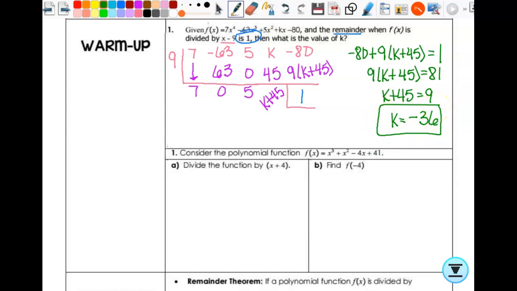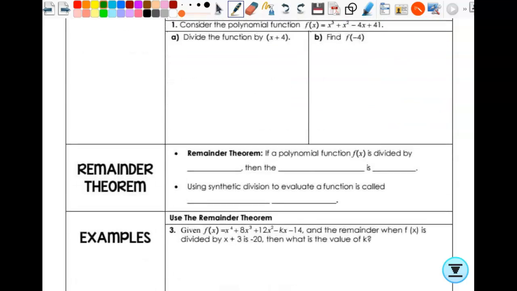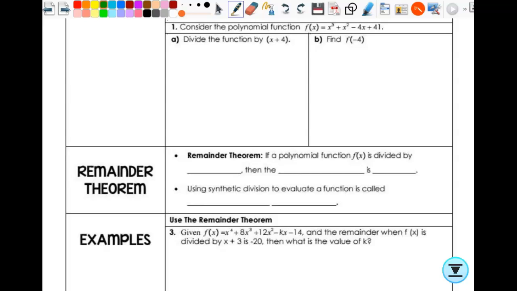Okay. What questions do you have? Anything? Okay, so just another little application of synthetic division. All right, now let's see what's going on here. It says, consider this polynomial. And the first thing it says for us to do is just to divide by x plus 4. So can I use synthetic division? Yes, so I think I'm going to. So I'm going to put negative 4 out here. Inside, I'm going to put 1, 1, negative 4, and 41.